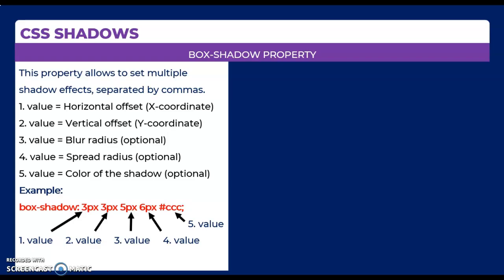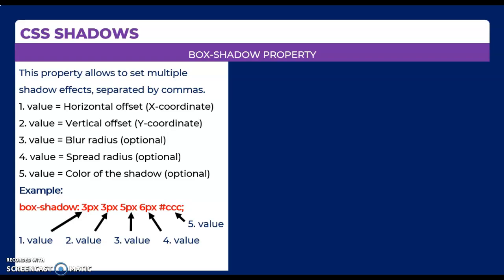The third value is the blur radius, which is optional. If set to 0, the shadow will be sharp. The higher the number, the more blurred it will be. The fourth optional value is the spread radius. Positive values increase the size of the shadow, negative values decrease the size. If not specified, it will be 0. The shadow will be the same size as the element.